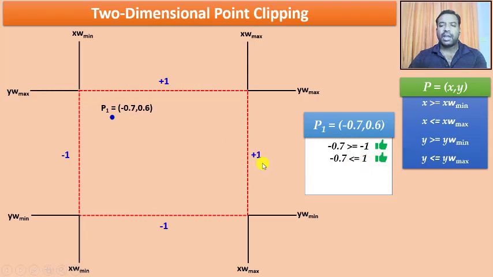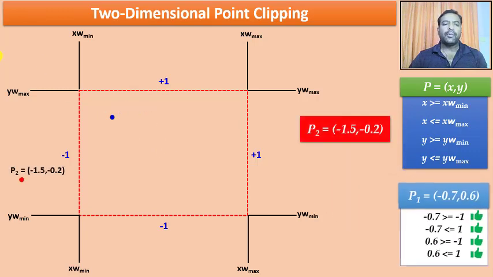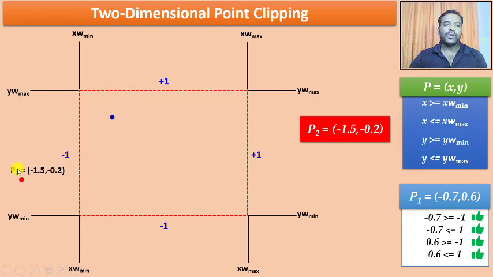And we'll take the y value now. 0.6 is greater than minus 1. Yes, it is true. And 0.6 is less than or equal to 1. Yes, it is true. Hence, all the 4 conditions are true. Hence, the point P1 should be saved for the display purpose without clipping it out. Fine. So just look at one more example now, where I'm going to take P2 point.